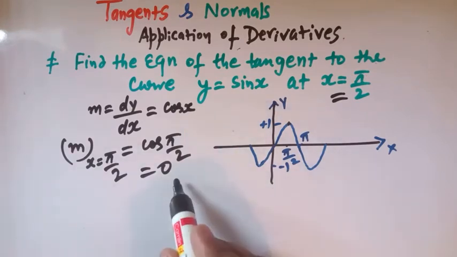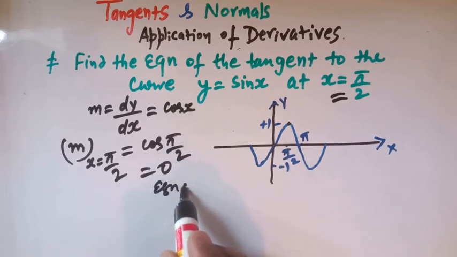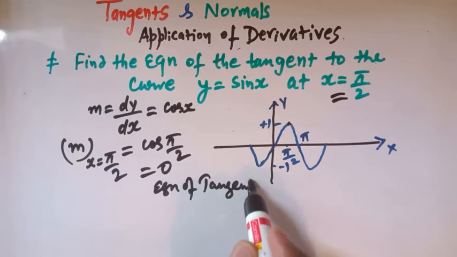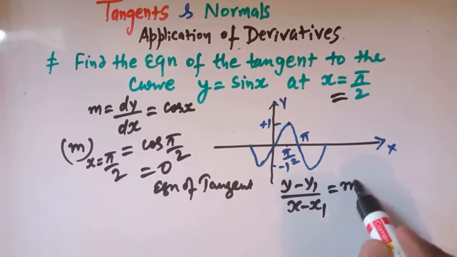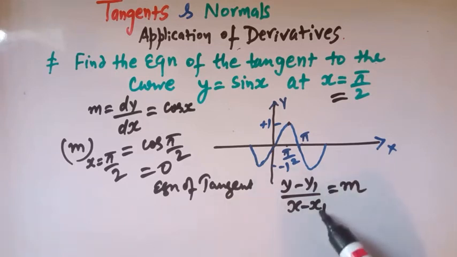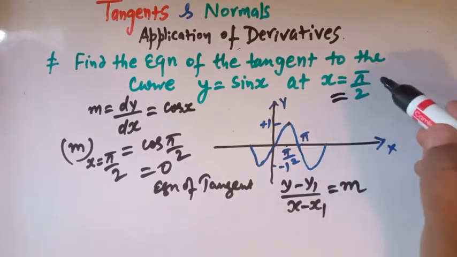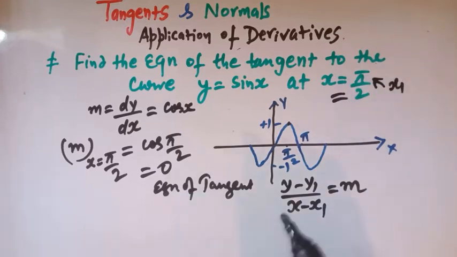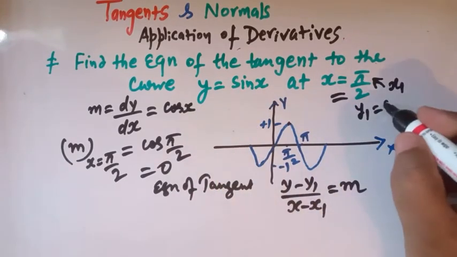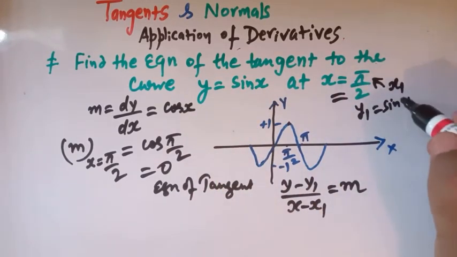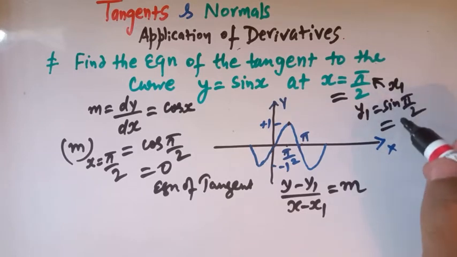Now what we have discussed just now, the equation of tangent is y minus y1 over x minus x1 is equal to m. Clear? Now what is x1, y1? So x1 is this point, and y1 is obtained by substituting this value, that is sine of x1, which is pi by 2. So sine pi by 2 is 1. Clear?